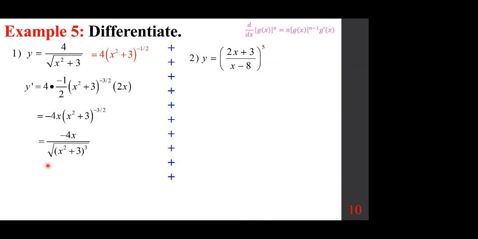All right. The power rule, the extended power rule, and here's what we have. 5 sits in front, parentheses to the power of 4, times the derivative of the inside. The inside uses the quotient rule. So let's quickly recap. 5 sits in front, the same thing to the power of 4. Differentiate this: 2 times (x minus 8) minus 1 times (2x plus 3), over the bottom squared.